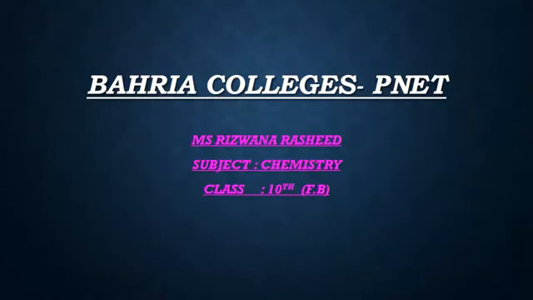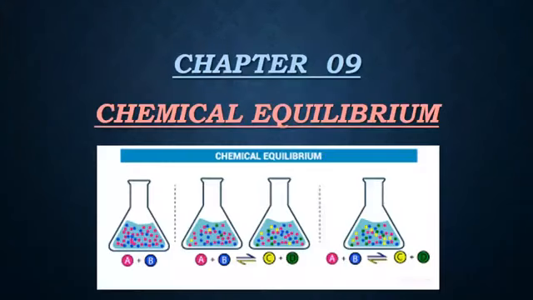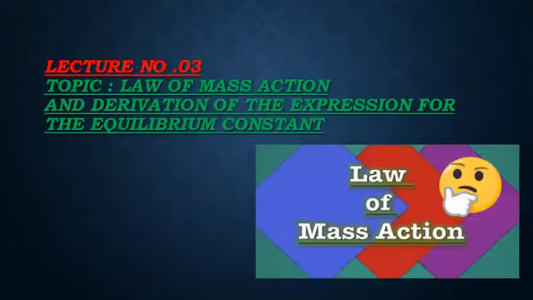This is the third online class of Class 10th Federal Board. Subject is chemistry. Students, you are studying chapter number 9, chemical equilibrium. You have studied two topics from this chapter, and today is lecture number 3, and the topic is law of mass action, and also the derivation of the expression for the equilibrium constant.